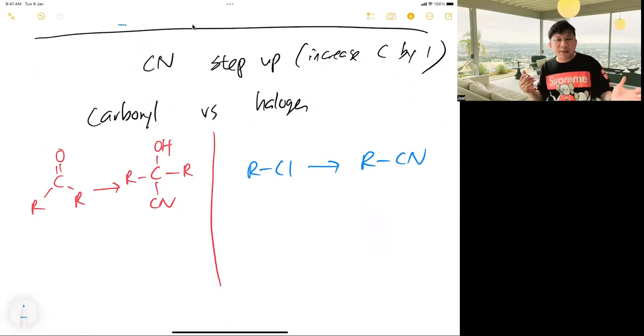Because to increase by 1 carbon, I can go through these 2 ways. How do you know which one? Of course, if the question tells you, then you know. But if the question doesn't tell you and expects you to synthesize something, then you don't know. What's the pattern you spot? Which one?